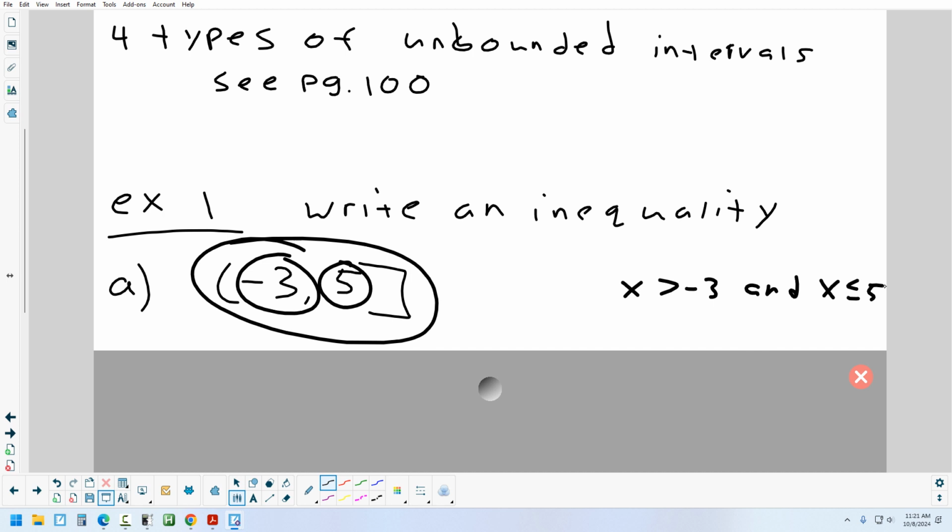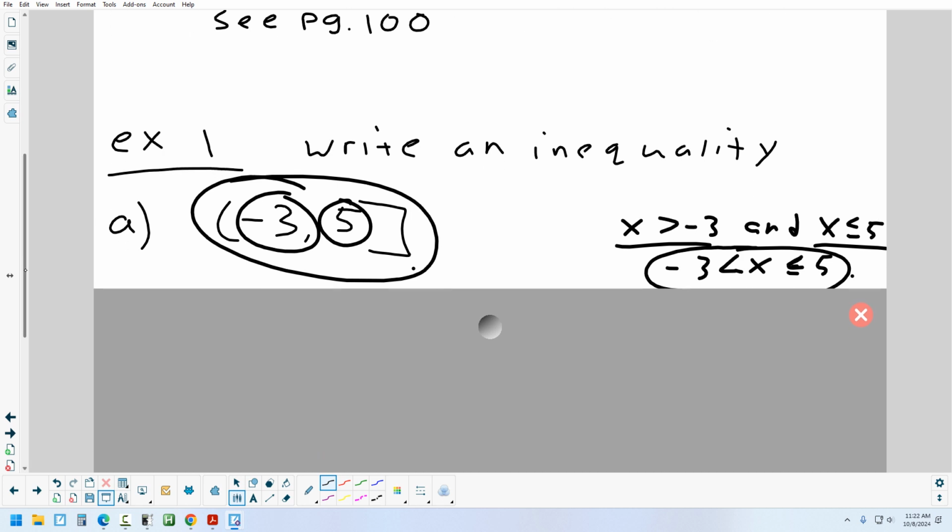If they ask you to combine it, can somebody combine these 2 inequalities into one for me? -3 is less than x, and x is less than or equal to 5. Yep. So -3 is less than x, which is less than or equal to 5. So inequality on the right, interval on the left. Questions on that?